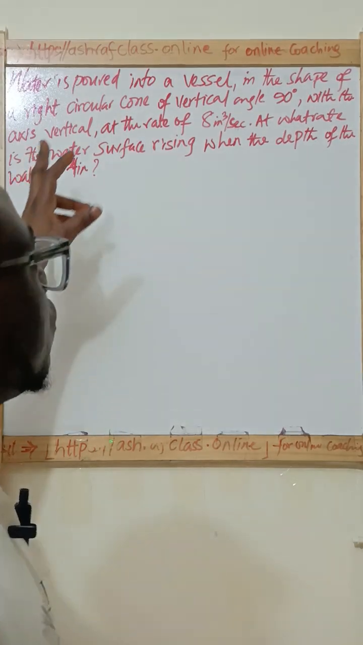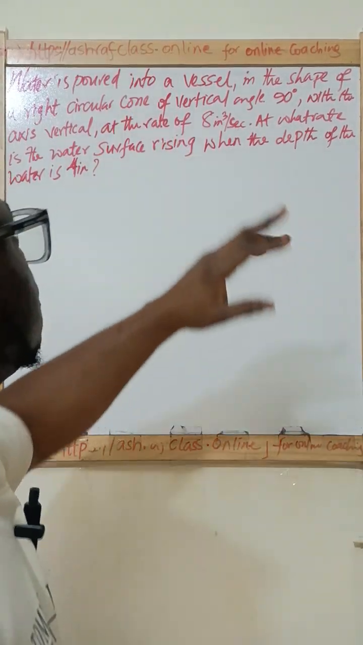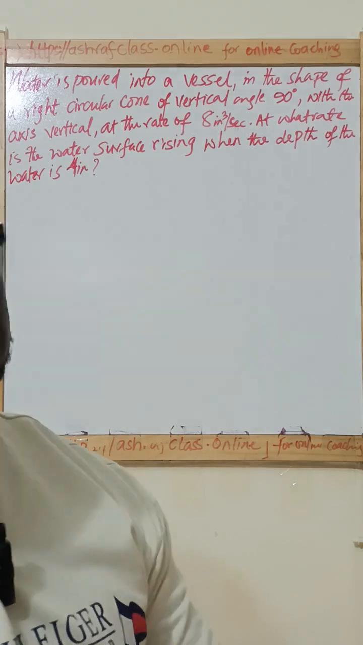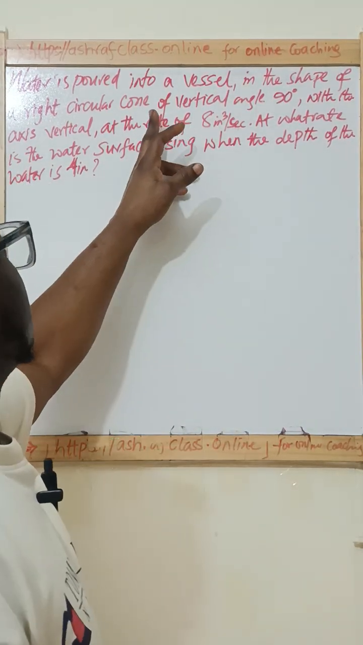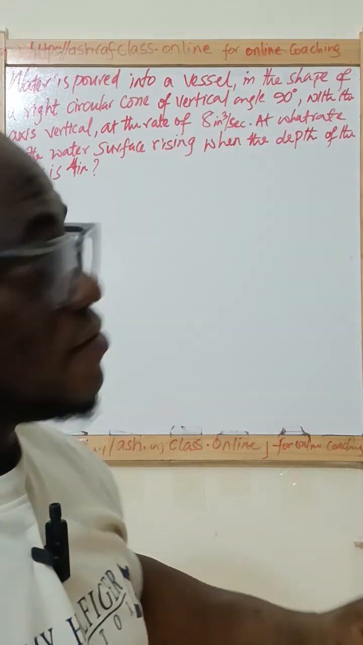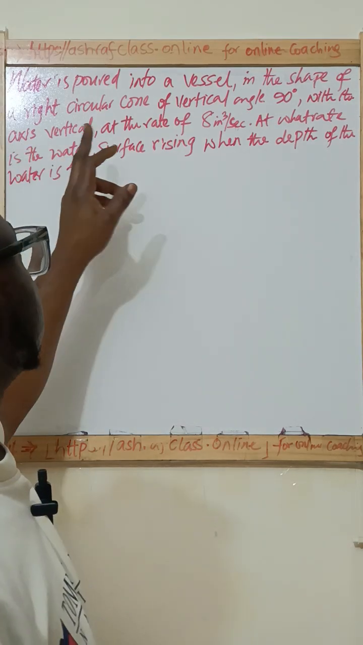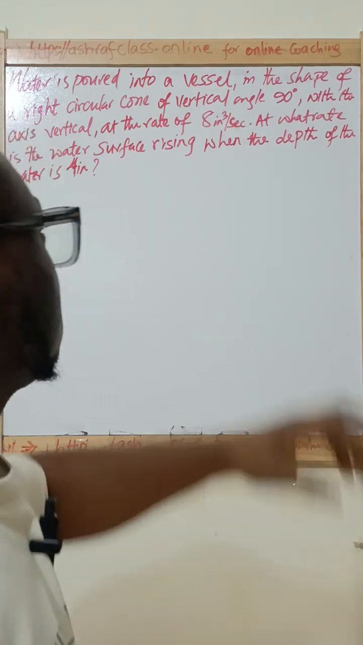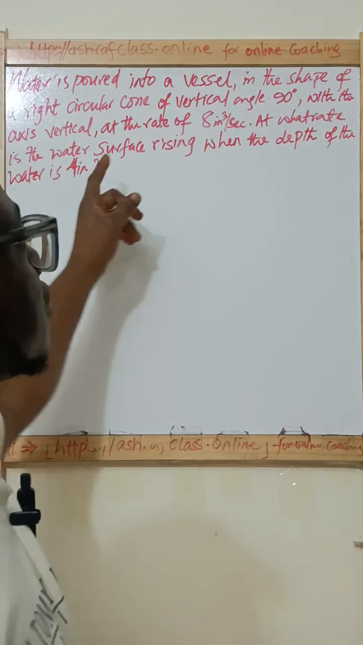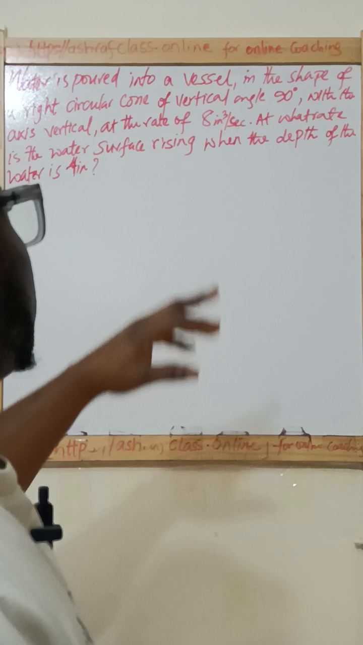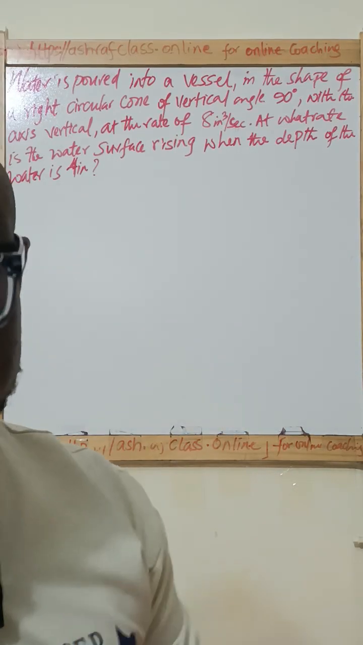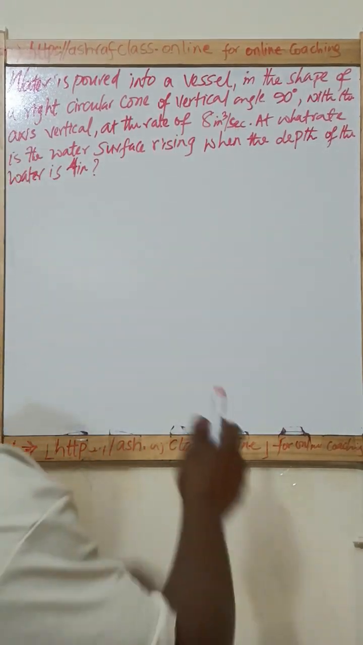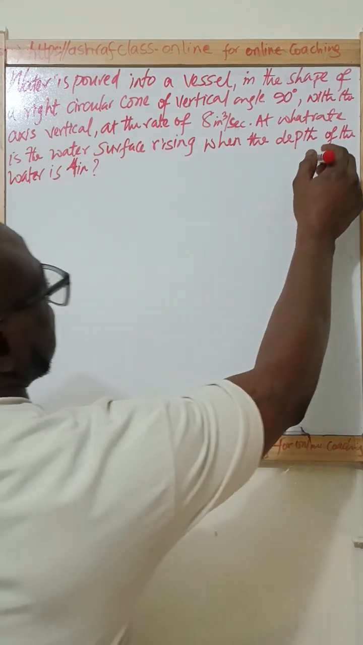It says, water is poured in a vessel in the shape of a right circular cone of vertical angle 90 with the axis vertical at the rate of 8 inch per second. Now, at what rate is the water surface rising when the depth of the water is 4 inches? Okay, so this question has to do with a right circular cone.